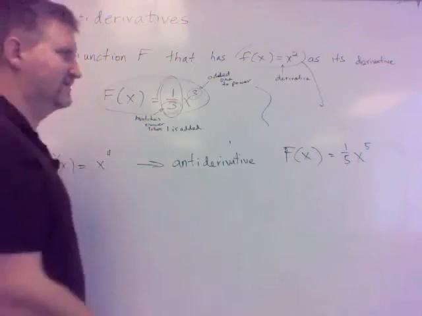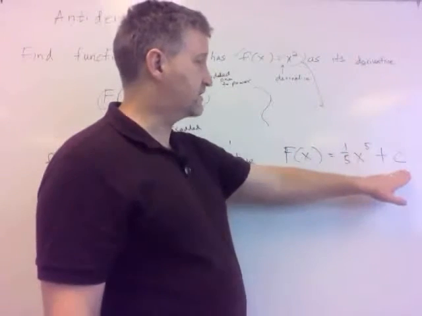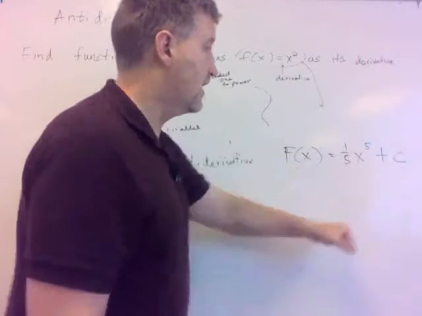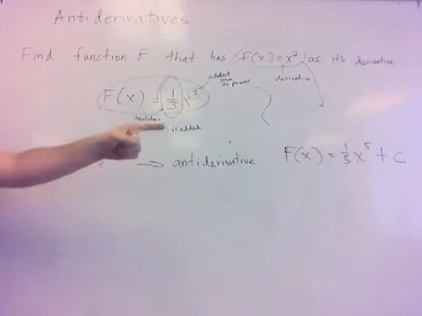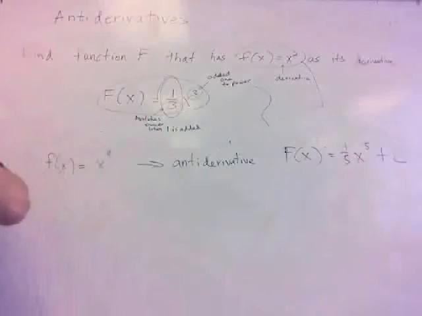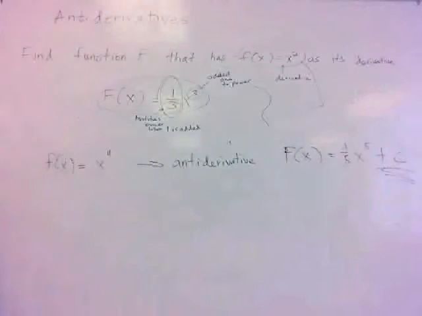Add plus c. And again, why do we do that? Well, it's because I could put any constant whatsoever I want out here, and if I do the derivative of that, it is going to give me x to the 4th, because the derivative of the constant is 0. So whenever you do an antiderivative, we're always going to tack on a little thing we call plus c at the end, the constant. Okay?